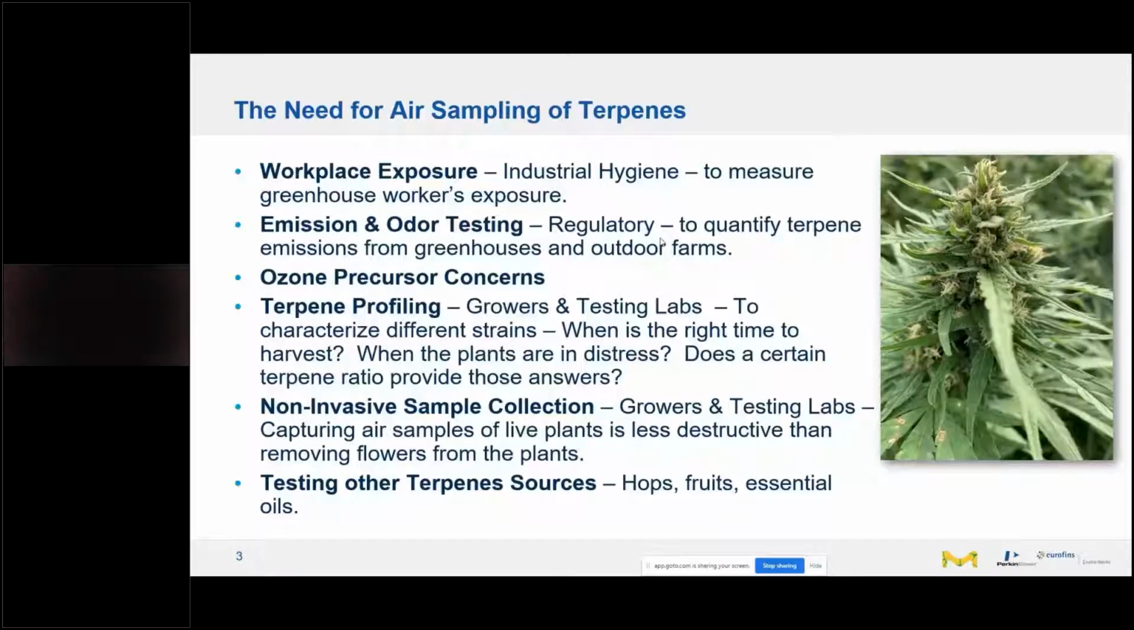Also, it's a great way of telling when plants are distressed by doing terpene ratio profiling. It's also a non-invasive way of determining what terpenes are in the product, instead of destroying the product. Also, testing other terpene sources.